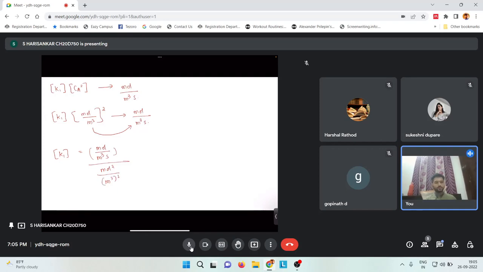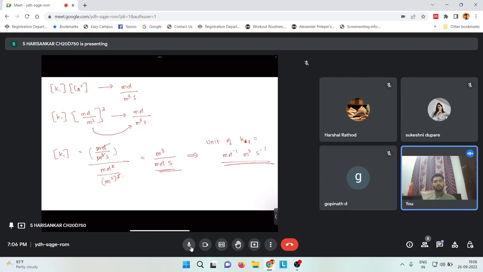Now all we have to do is just solve for this. So mole and mole get cancelled, meter cube and one of the meter cubes get cancelled, and this will become meter cube per mole second, or basically the unit of K2 is equal to mole raised to minus 1, meter cube, second raised to minus 1.